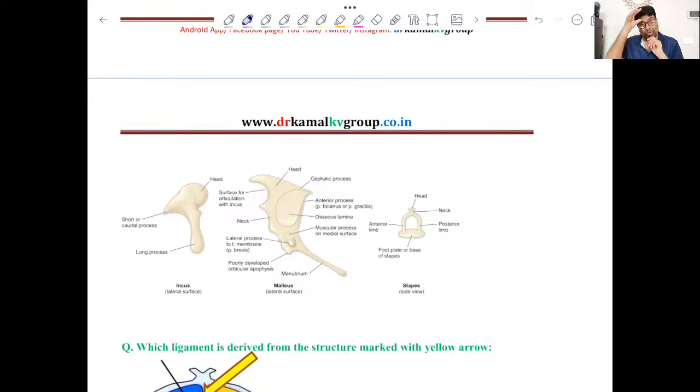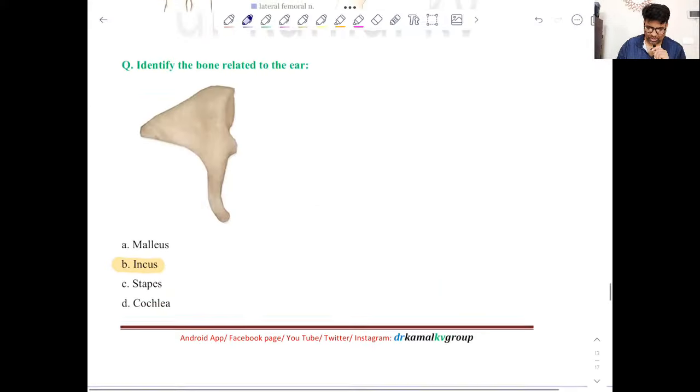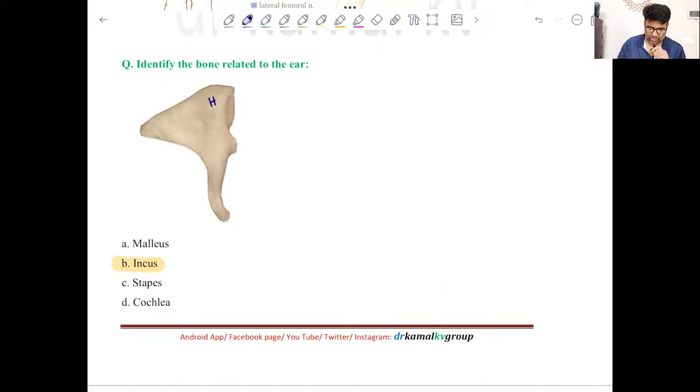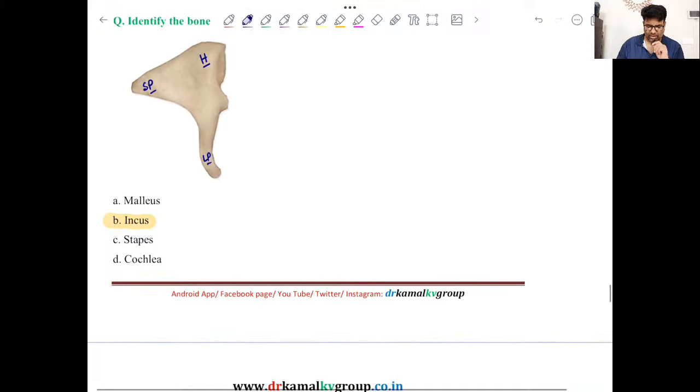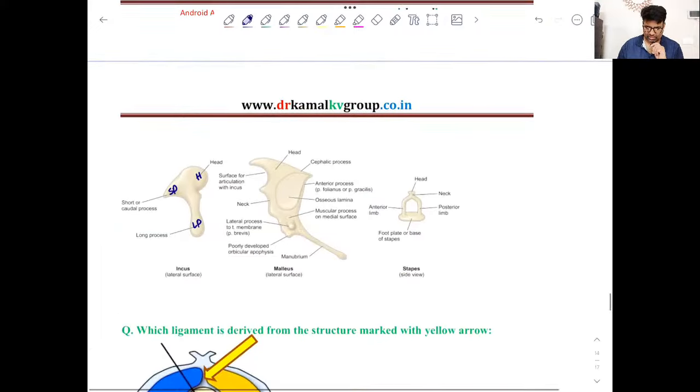Of course stapes is quite easy to identify. So what we see in incus, there is a head, a short process, and a long process, right? Here you can see this is the head, this is the short process, and this is the long process. And this is of course the articular area. So this is the incus.